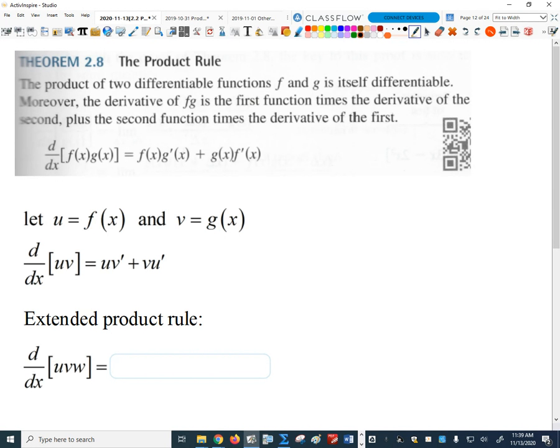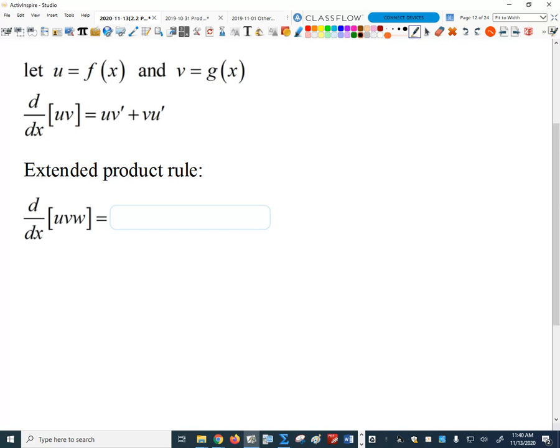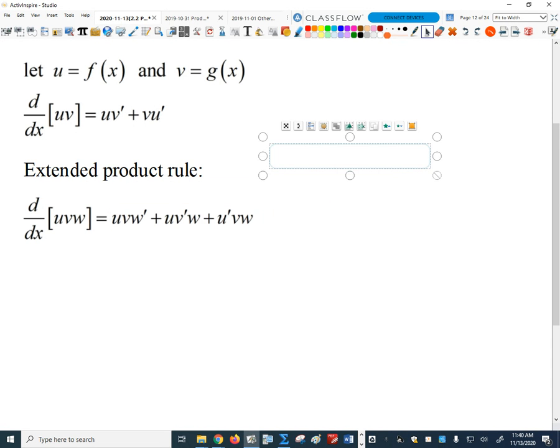Okay, and we could extend this. I don't want to do the proof, but it would just be more of the same stuff. We could have as many factors in the product as we want to. If we take the derivative of u times v times w, then you see what the pattern is. It's going to be u times v times w prime plus u times v prime times w plus u prime times v times w. So we get as many terms as there are factors in the product, and with each term, one of those factors gets to be a prime, right? Okay, that's a lot of stuff.